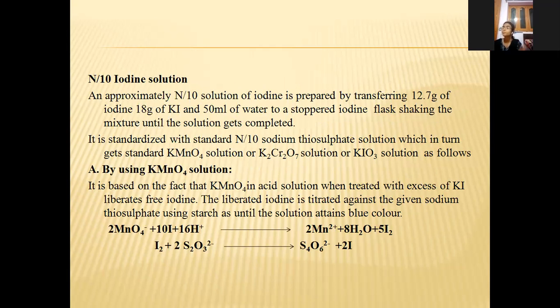So we have to take the iodine flask. In the iodine flask, we have to take 12.7 grams of iodine, and 18 grams of potassium iodide, and 50 ml of the water. We have to shake properly until the iodine and the potassium iodide are completely dissolved in the water.